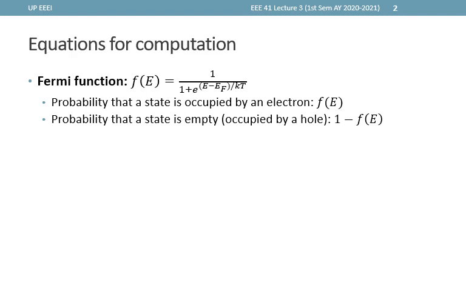So first we have the Fermi function, in which we have to know the Fermi level and the temperature alongside the energy of concern we're looking at, and we'll use this to compute the probability that the state is occupied or not by an electron.